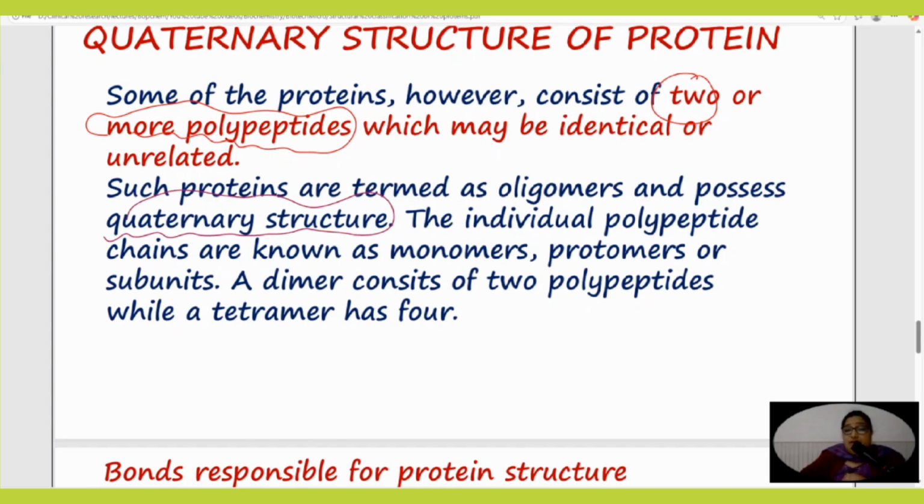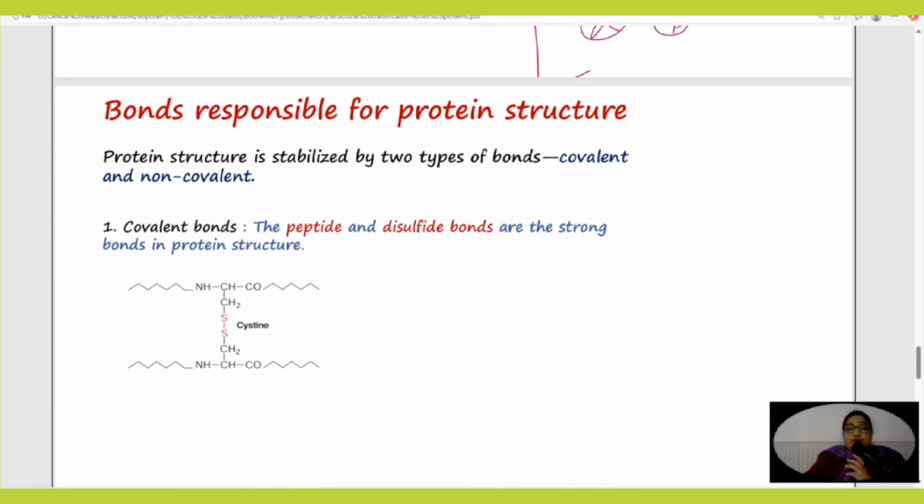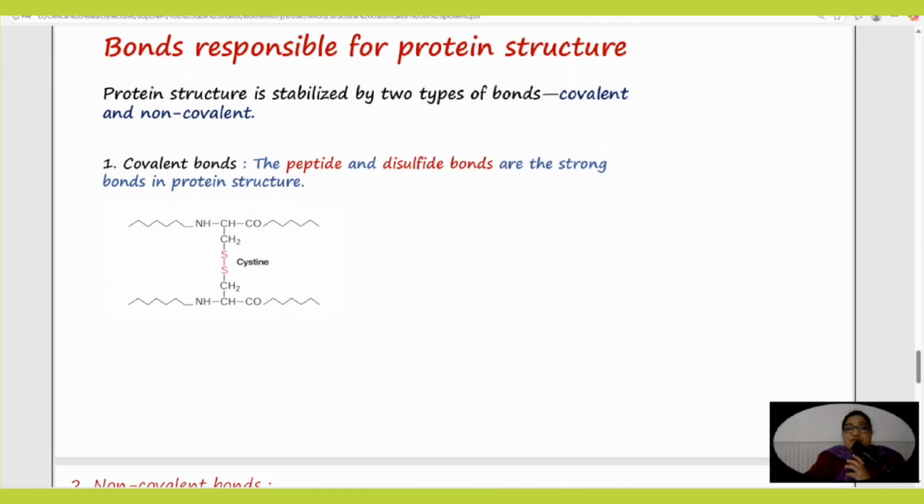Such as hemoglobin consists of two alpha subunits and two beta subunits, so it is the quaternary structure of the protein. All right. So if the polypeptides are two, they are known as dimer. If the polypeptides are four, they are known as tetramer. So now let us move on to the bonds or the forces that are responsible for holding the structure of proteins.